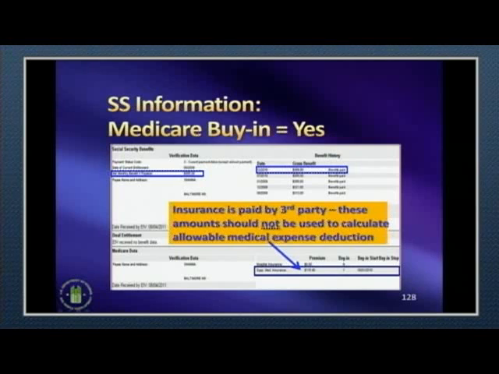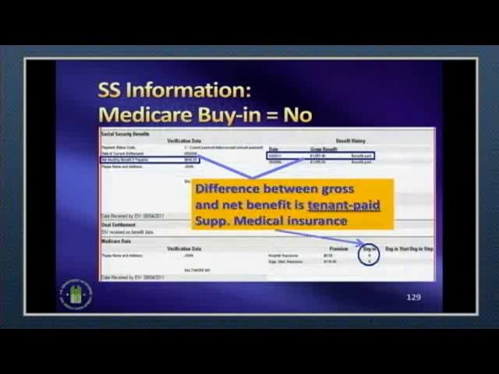Medicare premium buy-in or hospital insurance buy-in, if it says yes, that means it's paid by a third party. In order for an individual to be eligible for allowable medical expense, it must meet the 3% annual income threshold, and it must be an actual out-of-pocket expense by the individual. On the other hand, notice that this is a premium buy-in of no. That means the individual is paying for the insurance, which is deducted from their Social Security benefits.